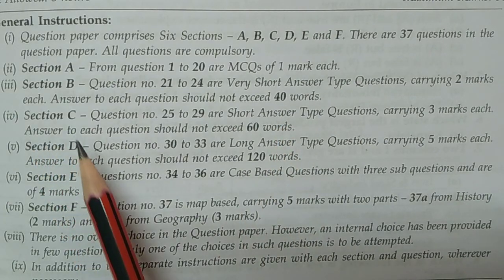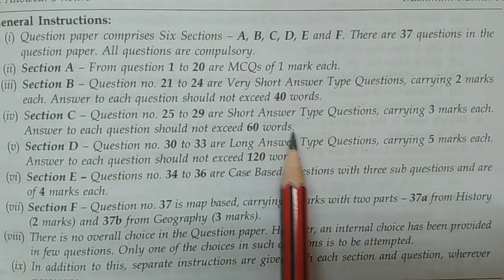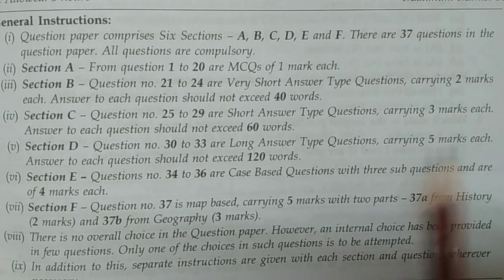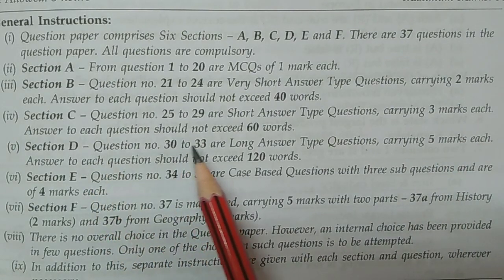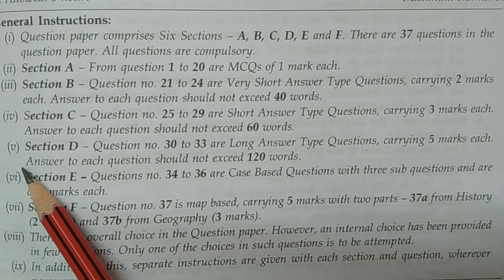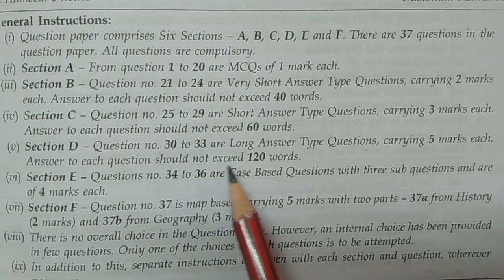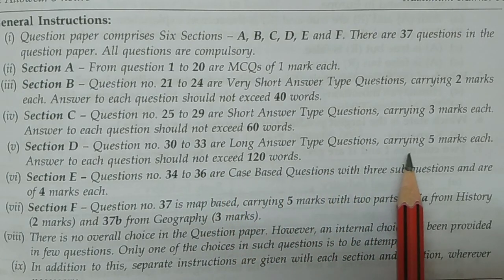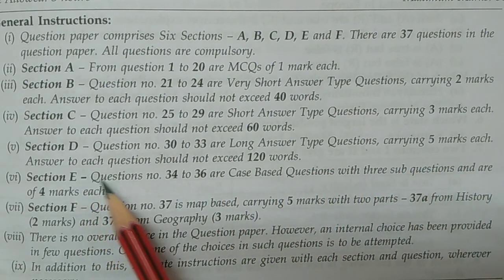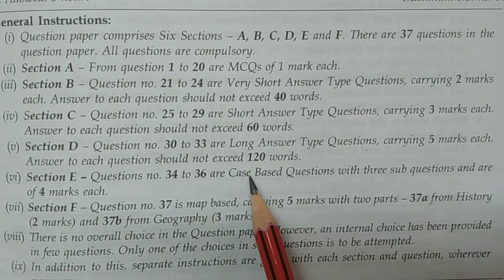And Section C, questions 25 to 29, are short answer type questions carrying 3 marks each. The answer to each question should not exceed 60 words. Now come to instruction 5. Section D, questions 30 to 33, are long answer type questions carrying 5 marks each. The answer to each question should not exceed 120 words. See, the answer should not exceed 120 words.